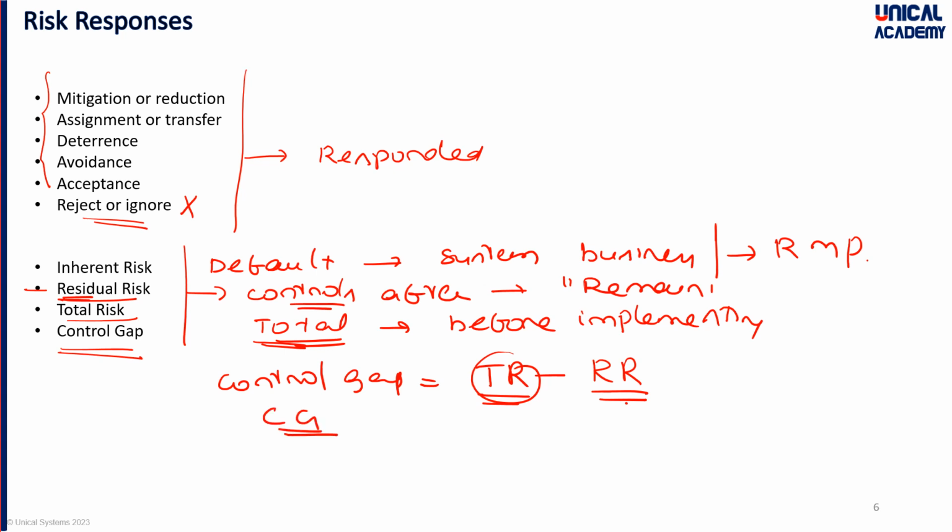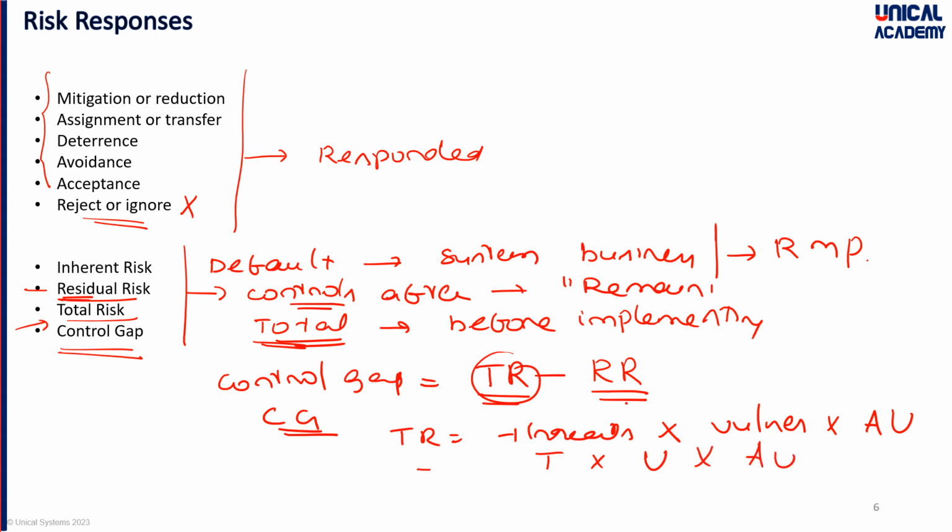What are the total risks? Again, there is another formula for total risks. Total risks equal threats multiplied by vulnerabilities multiplied by asset value. So threat multiplied by vulnerabilities multiplied by asset value is total risk. Total risk minus residual risk is control gap.